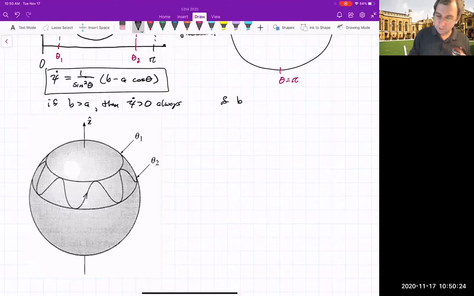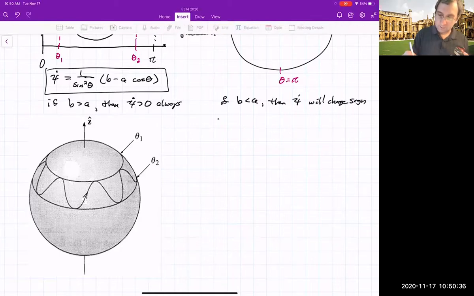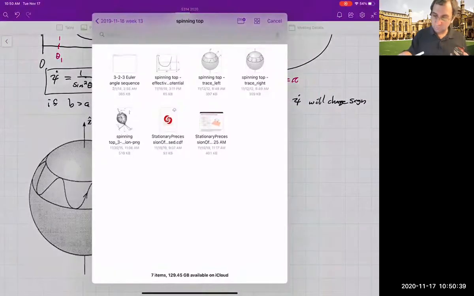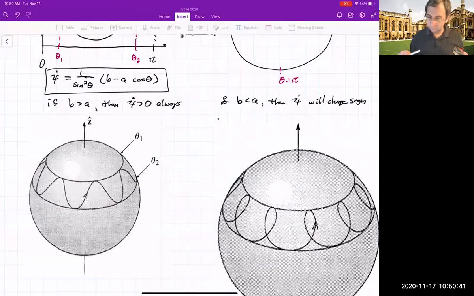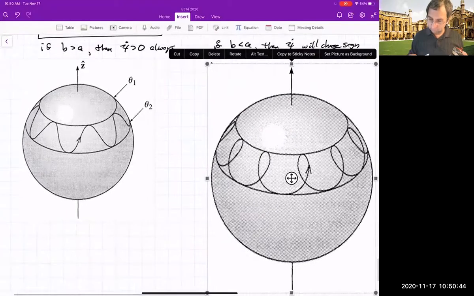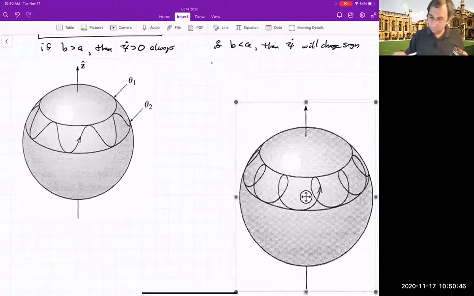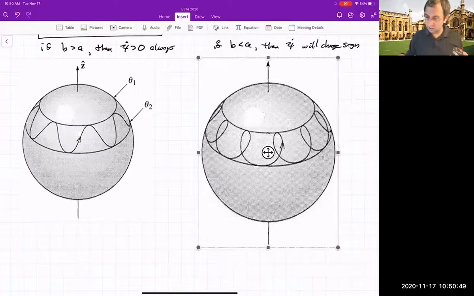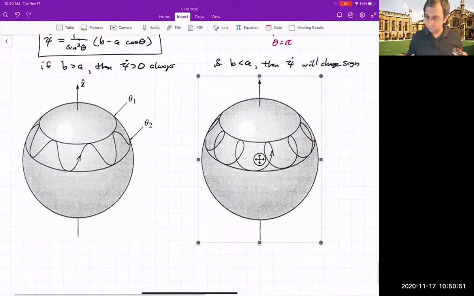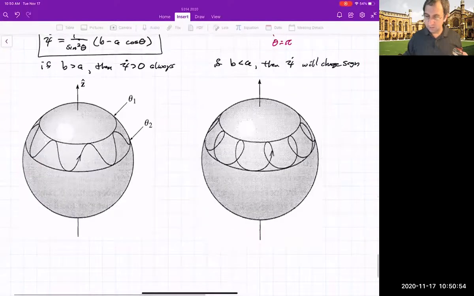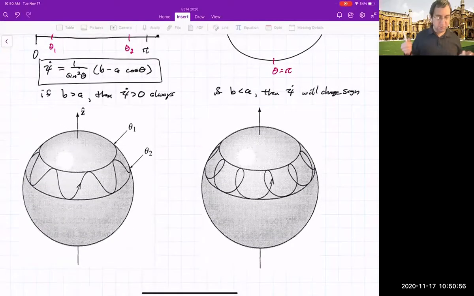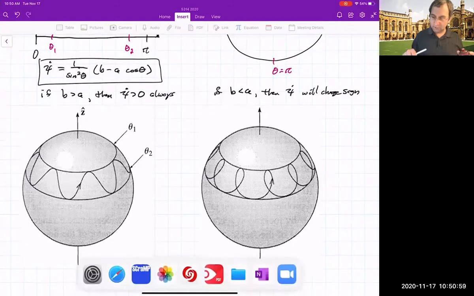If B is less than A, then psi dot will change sign. And the last thing is just showing that. And when it changes sign, then you get these loop-to-loops. So it's unclear to me if in my video, did I have loop-to-loops? Did I not? I don't know.